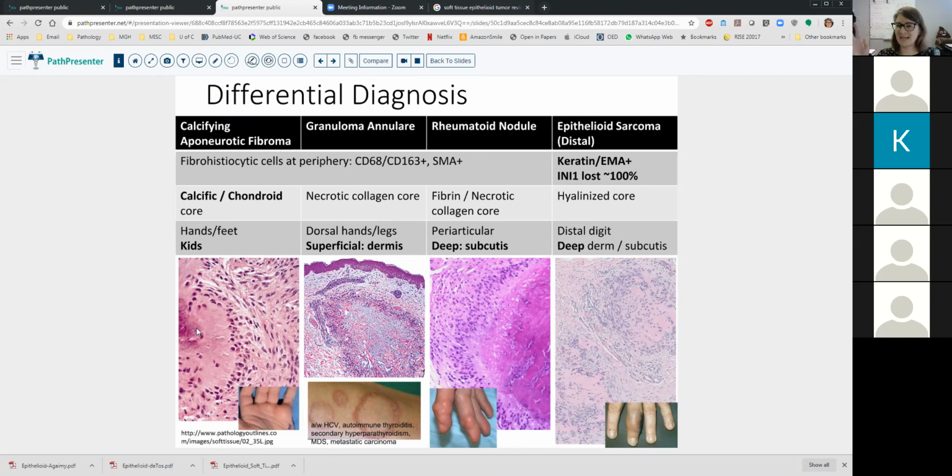All of your other bland histiocytoid things like rheumatoid nodule, granuloma annulare in the skin, calcifying aponeurotic fibroma in kids. These are basically quote unquote fibrohistiocytic, right? So fibroblast, myofibroblast, SMA, histiocytes, CD68, CD163, not keratin, not EMA, not loss of INI1. All right, so at least just think about putting a keratin on these distal granuloma-like lesions, if they're not as obvious as the one I just showed you. Okay, does that help? Does that make sense?